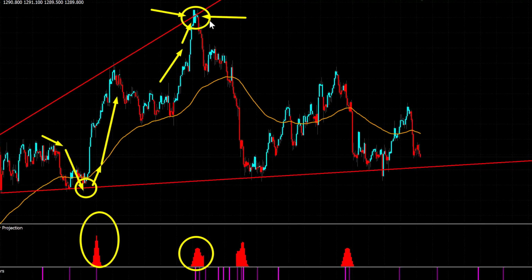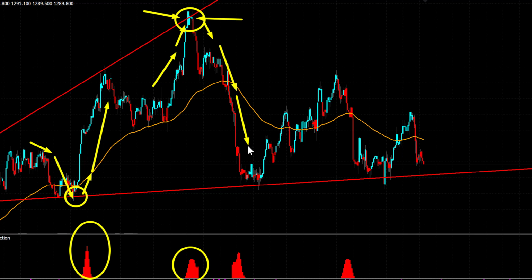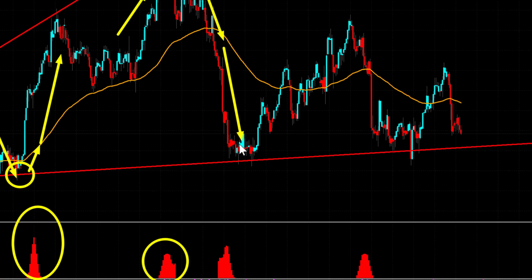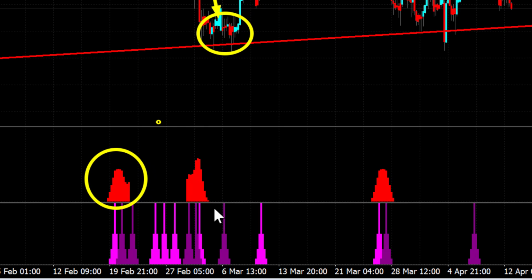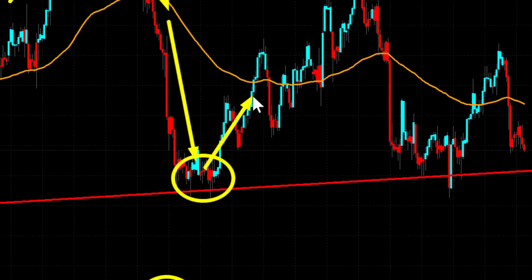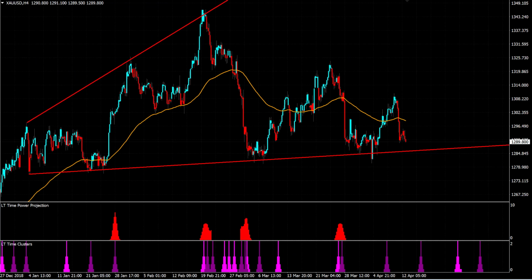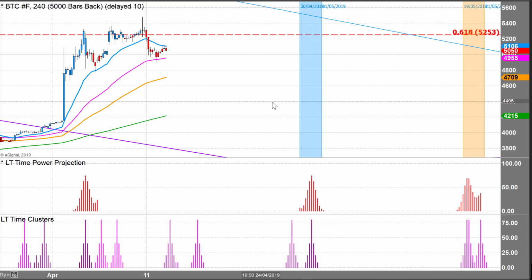And what did gold do? Gold dropped quite heavily. It fell into this trend line again. Notice again, it fell in this trend line, support, this red line, with time power projection, time resistance. And again, what did gold do? Rallied strongly higher.